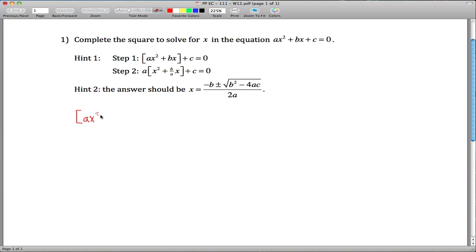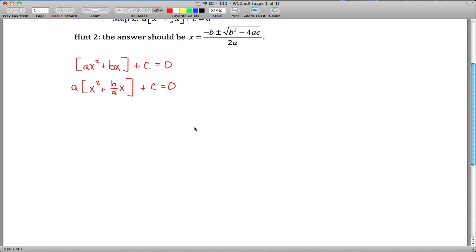The first step, as I have written in the hint, is just to throw up your brackets. Don't do anything. Next, we can only complete the square if our leading coefficient is a 1. It's not, it's an a, so you better factor out an a. Factoring out an a from the x squared term, you're just left with x squared. Factoring it out from the middle term is a little tricky, but maybe now you've done enough of these that you recognize it's just b over a. And you get to here, exactly like what we got on step 2 there.